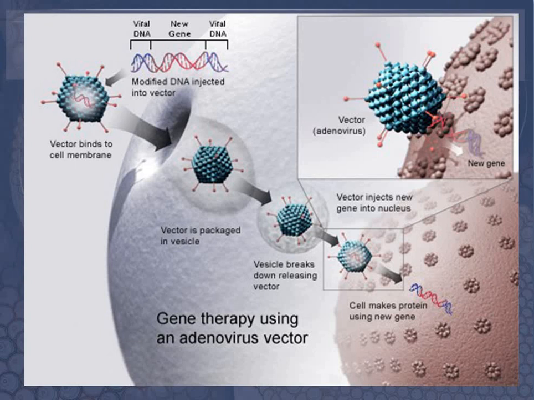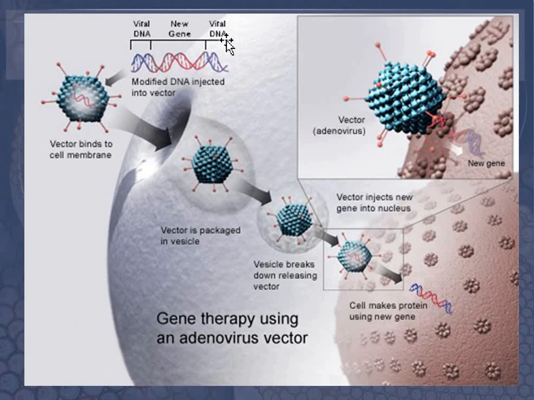Now here you can see how this works. This is the vector. As you can see, this is the adenovirus, the vector. So what happens? It binds to the cell membrane. Then the vector is packed in a vesicle. Then the vesicle breaks down, releasing the vector, and the cell makes the protein using the new gene.